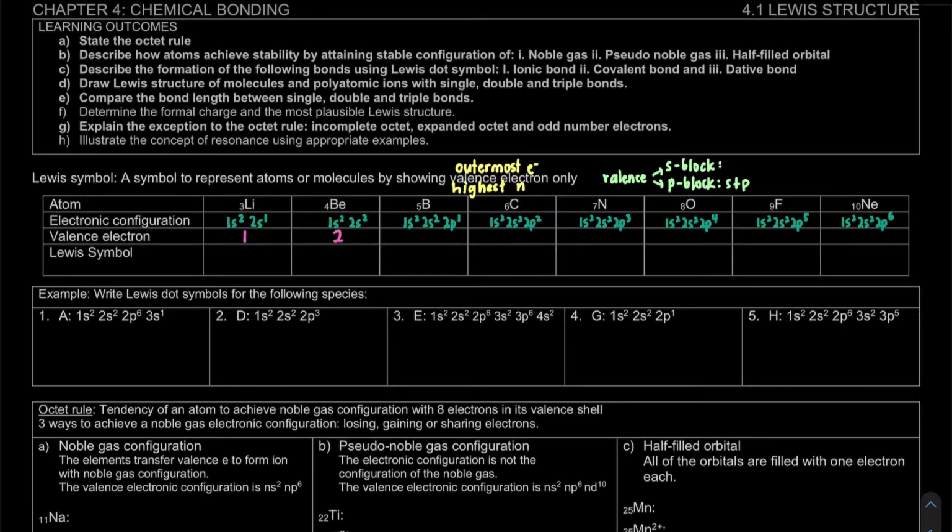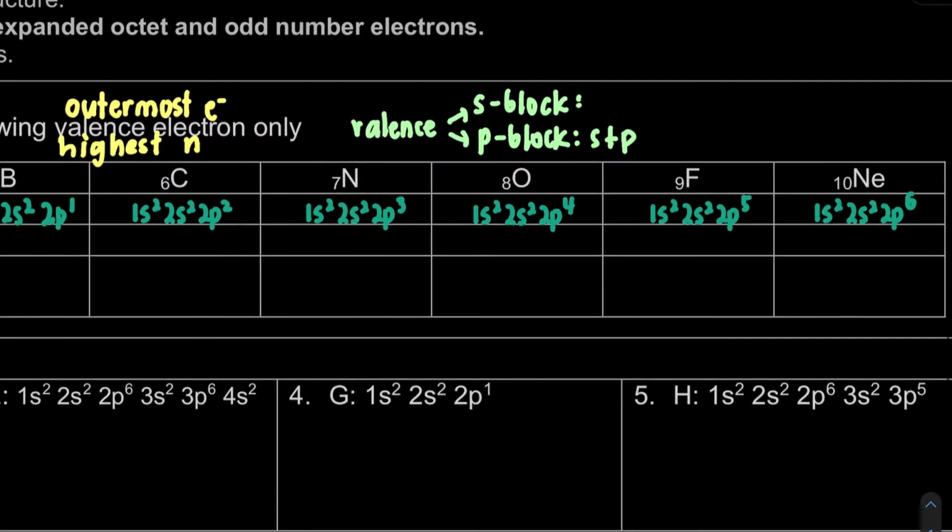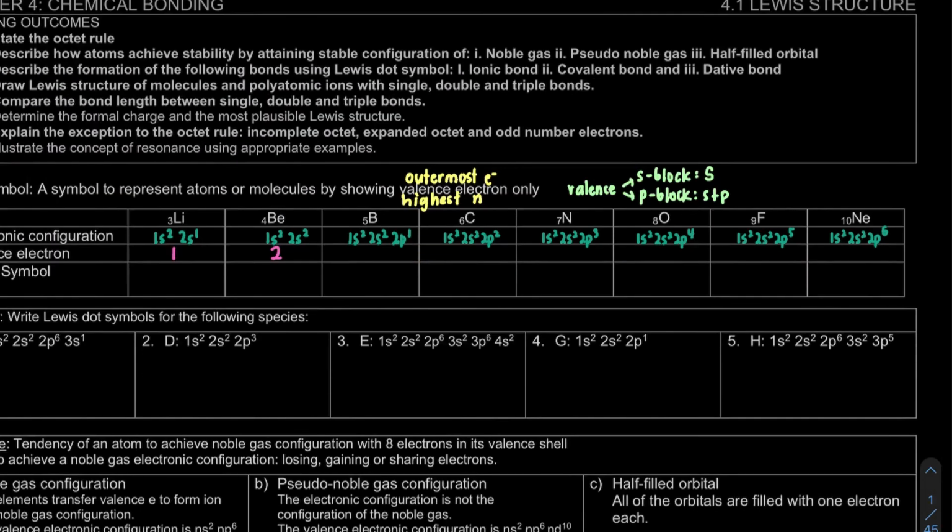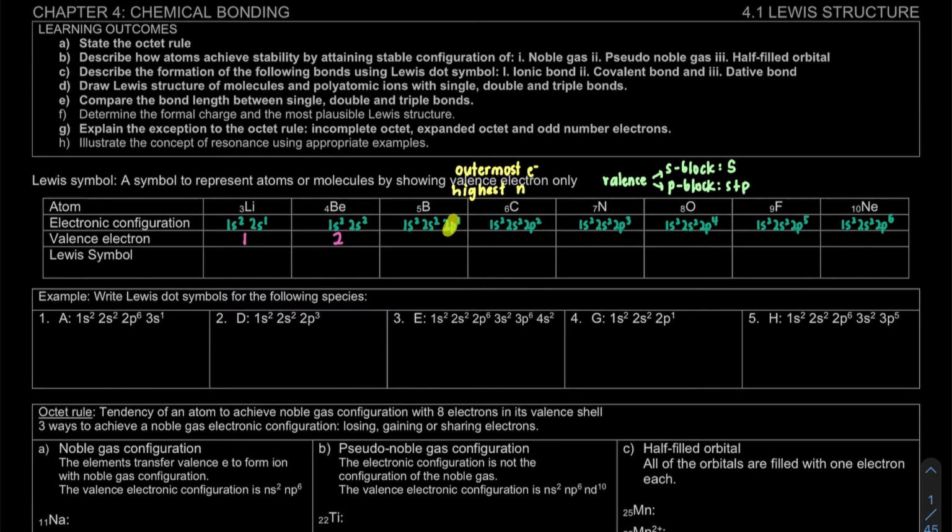Again, a reminder based on our chapter 3: for the s block, we calculate only the electrons in the s orbital itself. If the last orbital we fill is the p orbital, which means it is a p block, then for the valence electron we have to count s plus p. So here, s plus p gives us 3. So this is for boron.